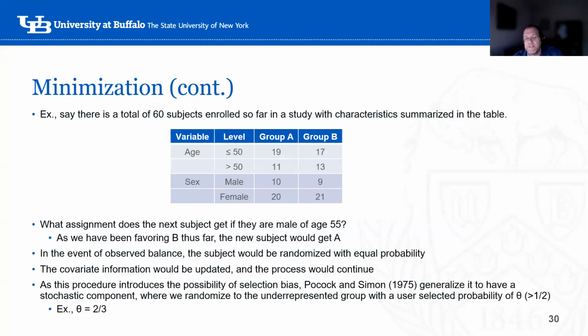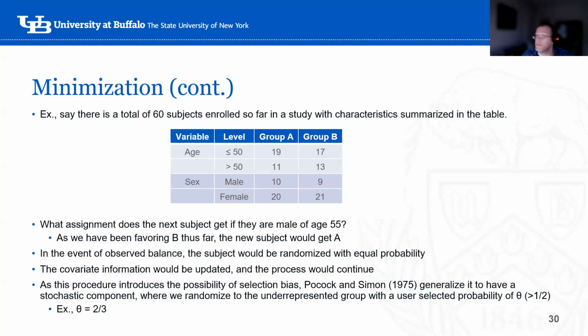So let's say that I have 60 people enrolled in my trial so far, and this is a summary of my age and my sex for those 60 people. I see that I have 11 people over 50 in group A, 13 over 50 in group B. I have 20 females in group A, 21 females in group B. And in walks number 61, and number 61 is a male of age 55. So he's male and he's in the higher age group.